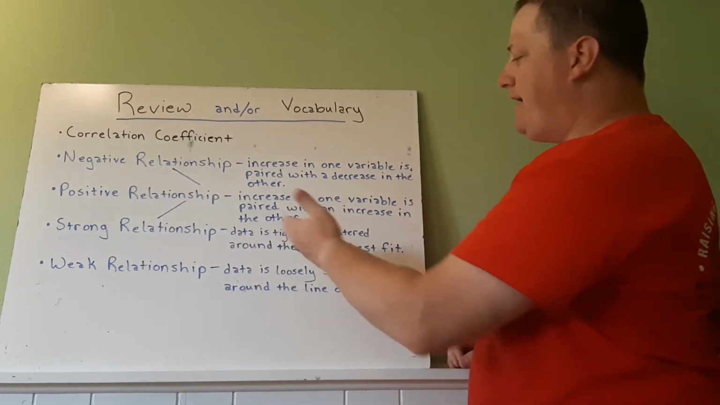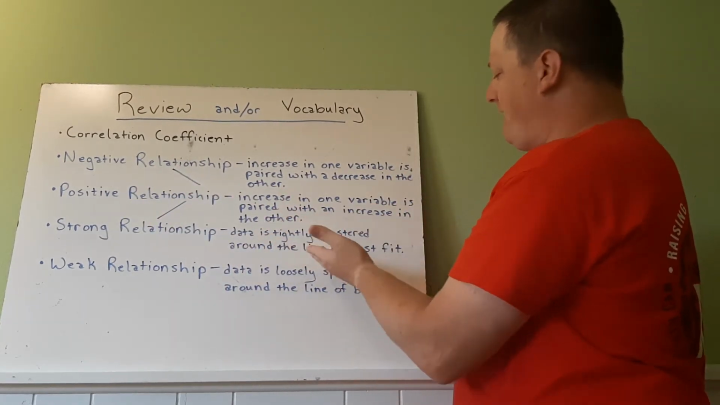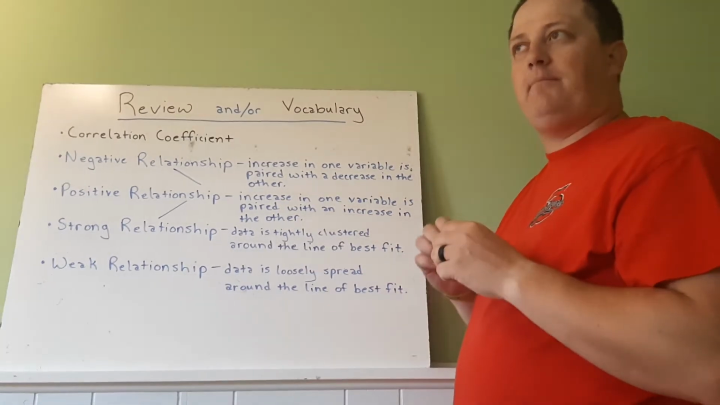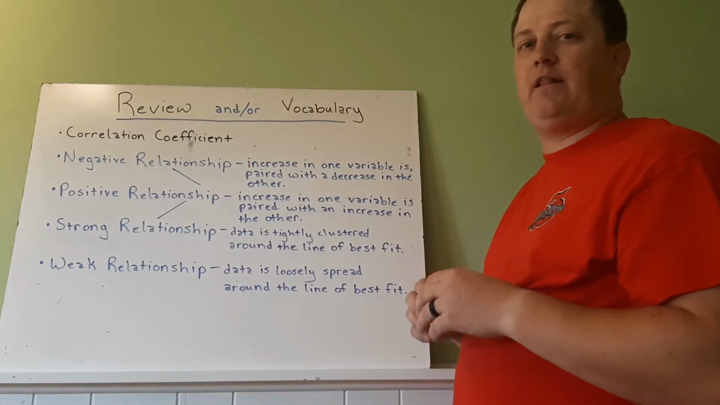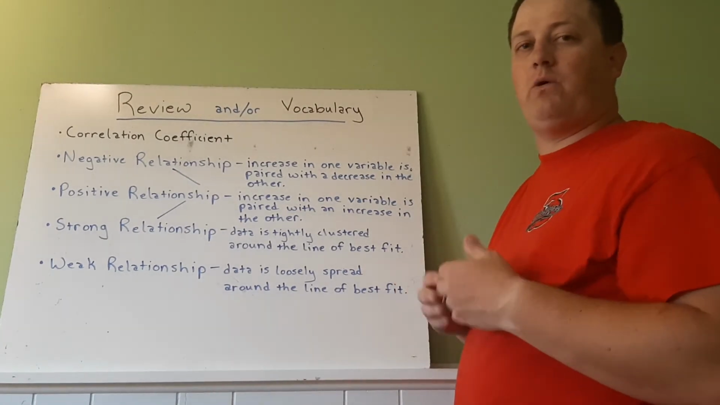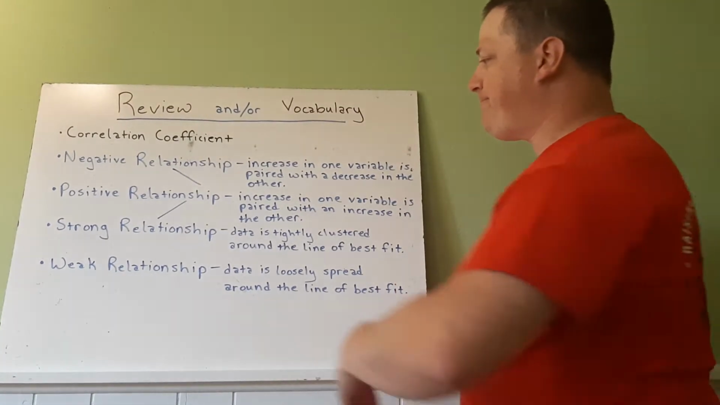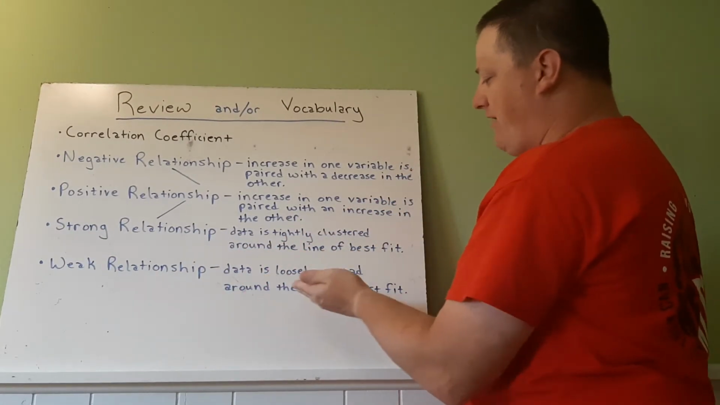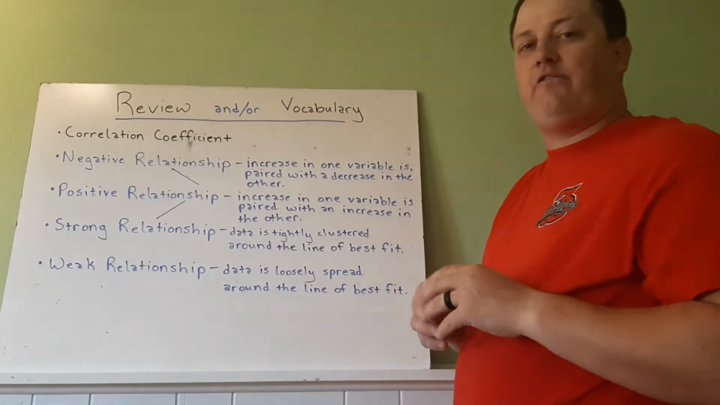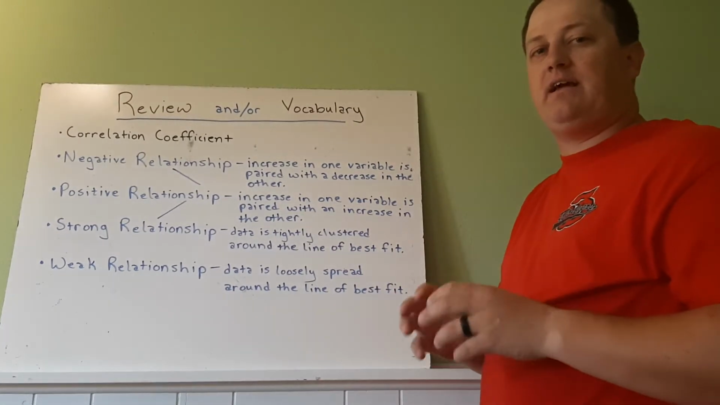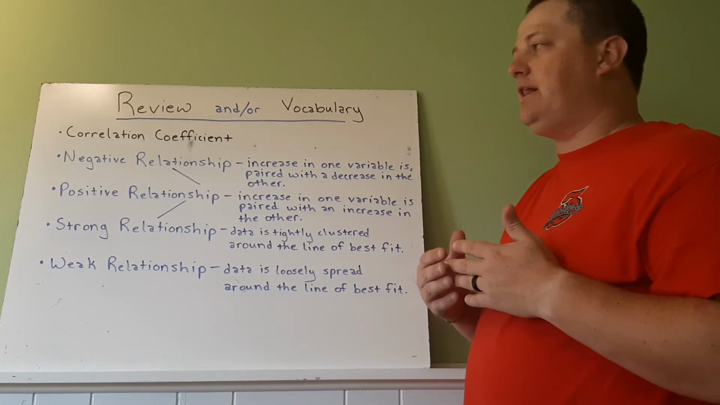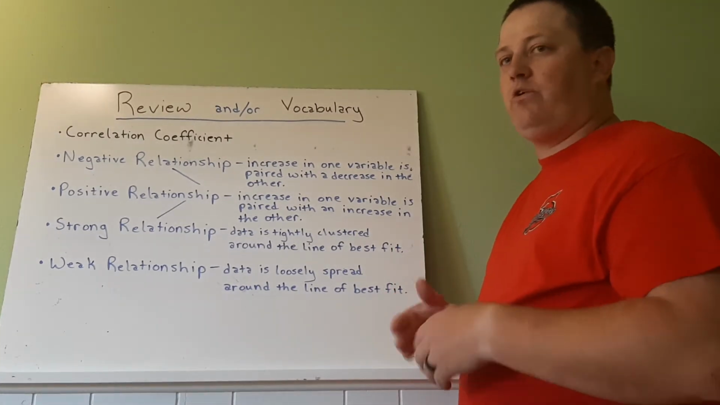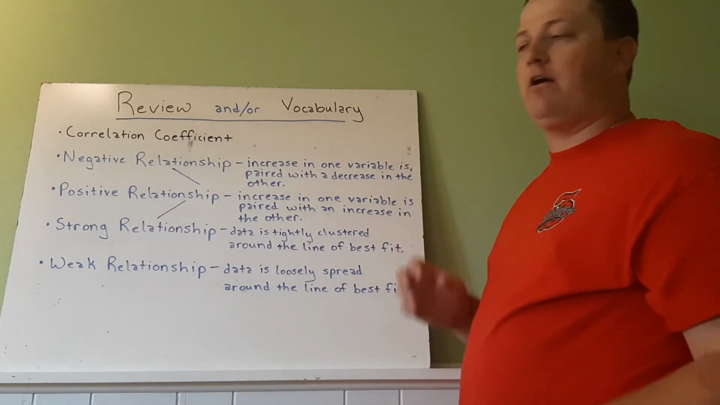Strong relationship, data is tightly clustered around the line of best fit. So the dots or the data points are going to be very, very close to the line of best fit. They're going to have small residuals if you want to remember back to that. Weak relationship, data is loosely spread around the line of best fit. So it is far away from the line of best fit. It doesn't necessarily look like the line fits with the data. So again, back to residuals, these would be residuals that are bigger.